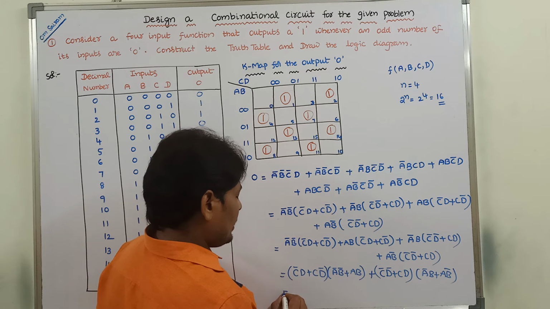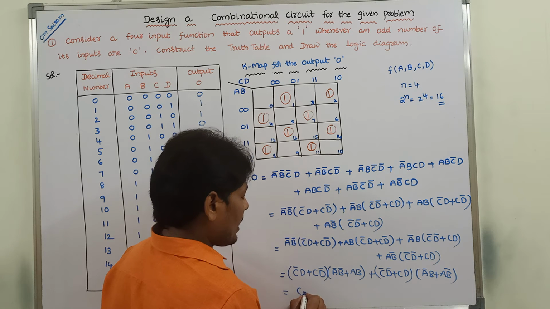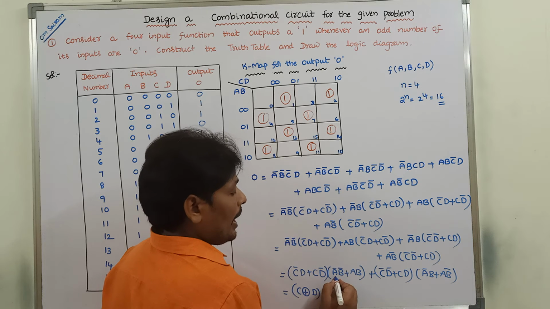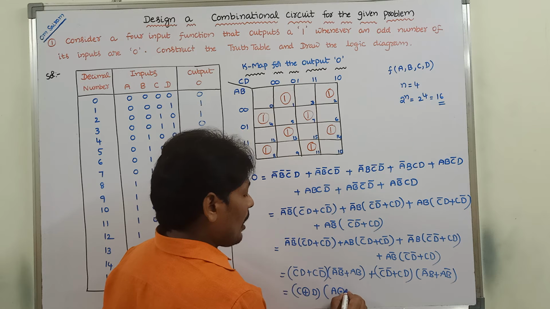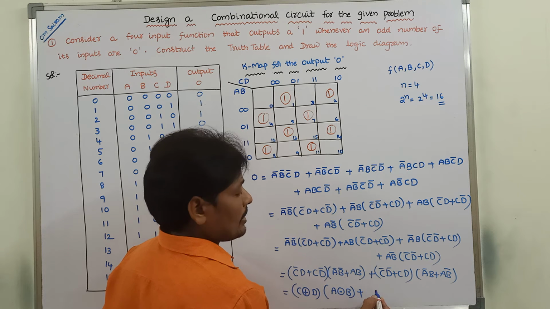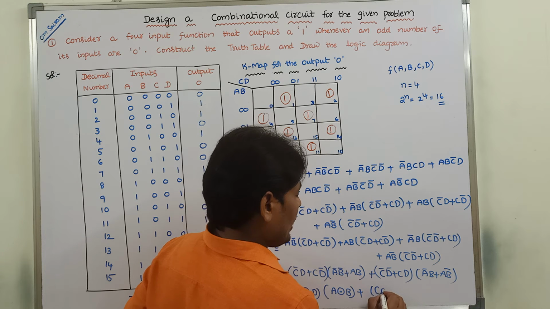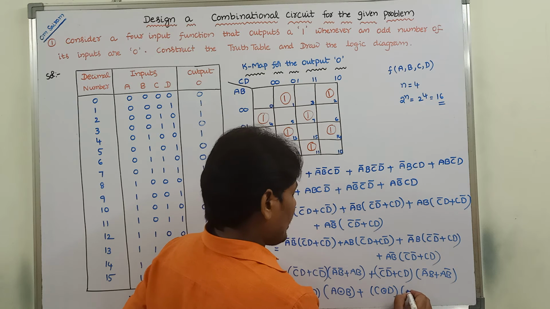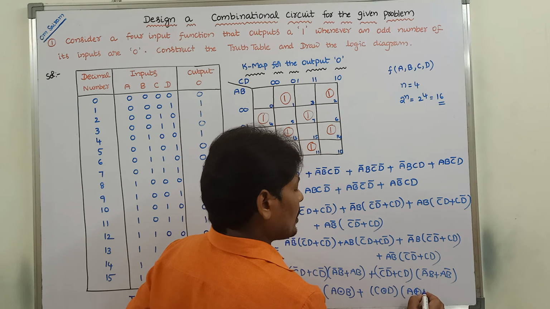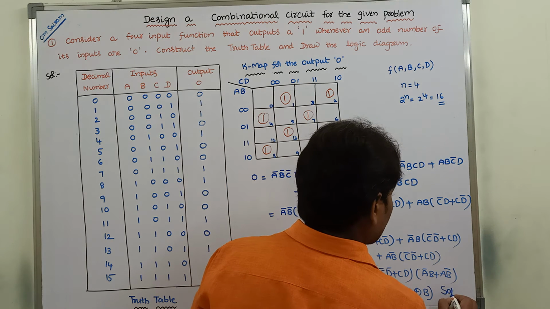So next one, C bar D plus CD bar can be written as C exclusive OR D. A bar B bar plus AB can be written as A exclusive NOR B. So here C bar D bar plus CD is nothing but C exclusive NOR D. A bar B plus AB bar can be written as A exclusive OR B. Okay. Sum of products, SOP form.